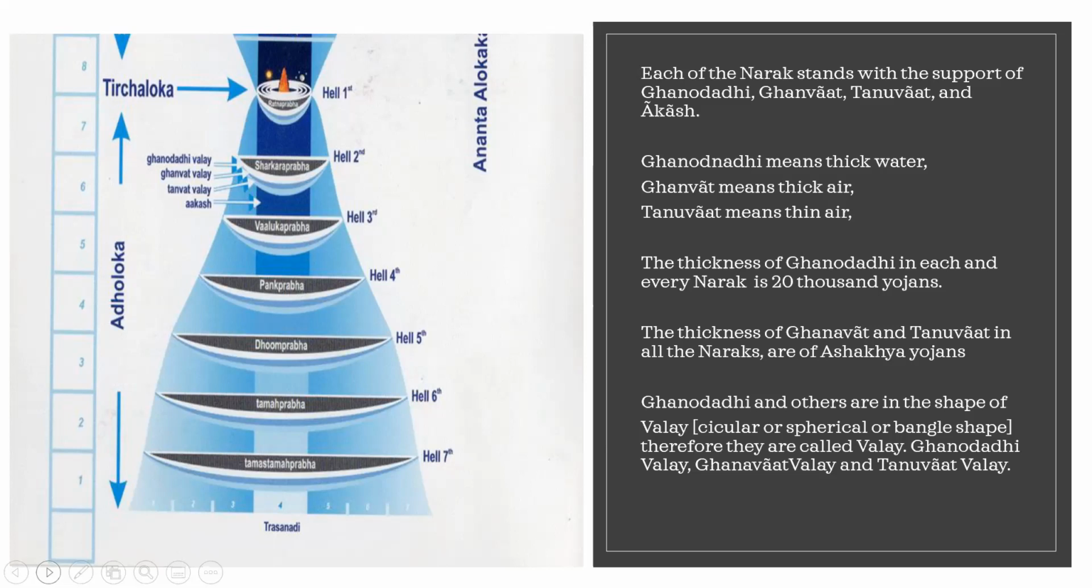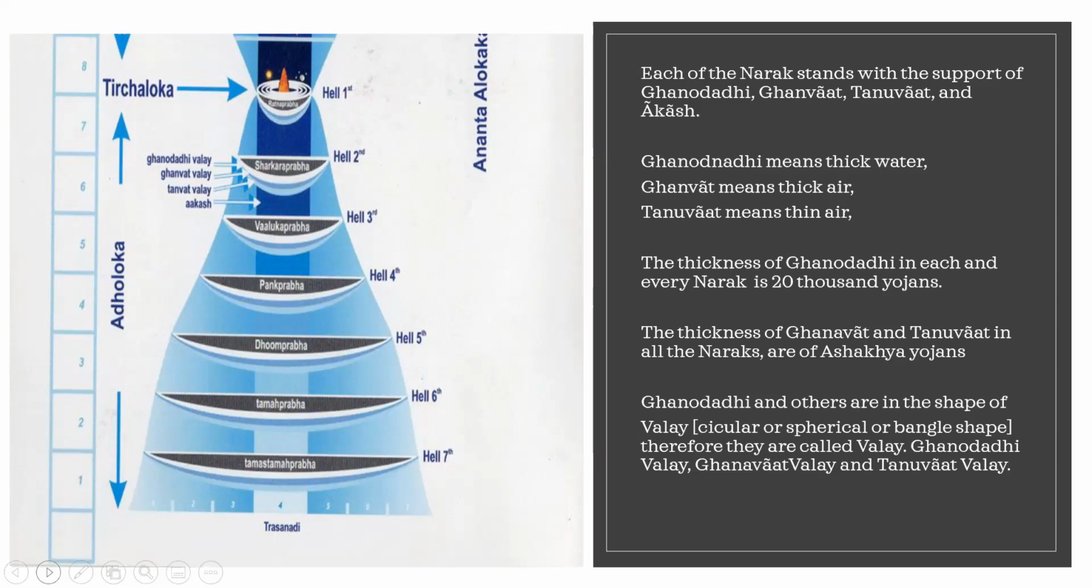So if you go from top to bottom, you will have first the Bhumi of Ratnaprabha, and just below the Bhumi of Ratnaprabha, you will have the Ganodadi, that is a thick layer of water. And below Ganodadi, you will have Ganvat, that is a thick layer of air. And below Ganvat, you will have Tanvat, that is a thin layer of air.